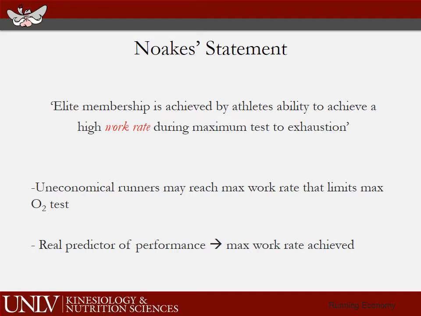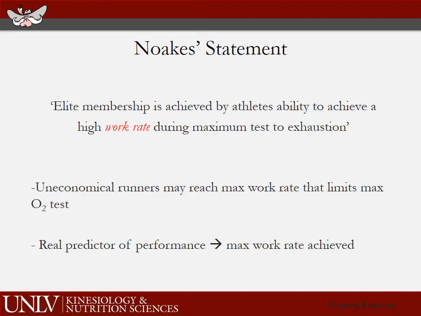Runners that are less economical may reach their max work rate sooner, which limits their max oxygen consumption. So people who are able to achieve their max VO2 may just not be able to work because they may not achieve the work rate needed. Therefore, Noakes claims that it is the max work rate achieved during the test that is a better predictor of performance.